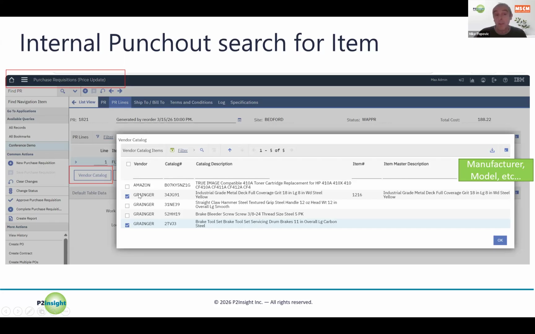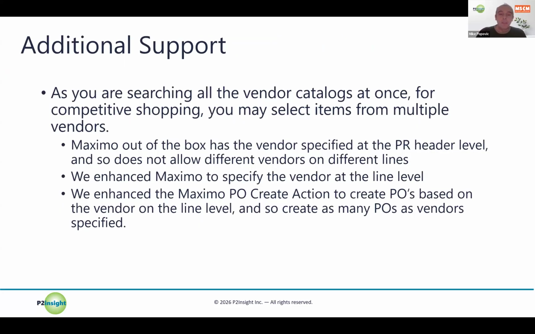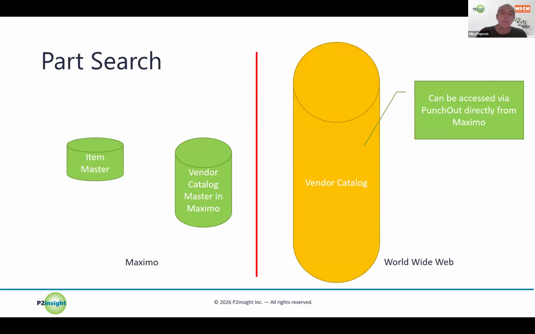Okay, Maximo out of the box does not support multiple vendors in a single PR, but we do. We move the vendor information to the line level so you can select things from multiple vendors, adding lines with different vendors on different lines. And then when we create the purchase order, we will create multiple POs, one for every vendor on your PR. And I just talked about that, so I'm going to move on.